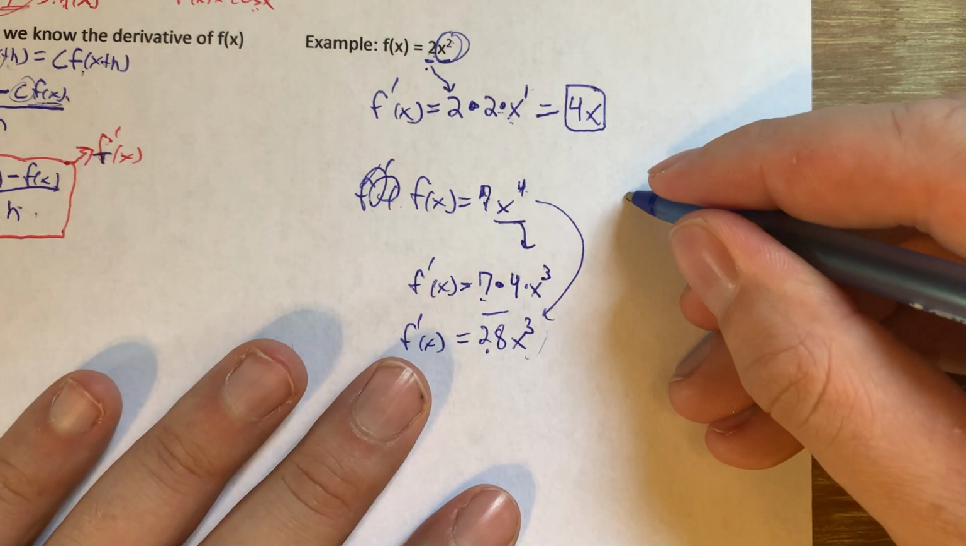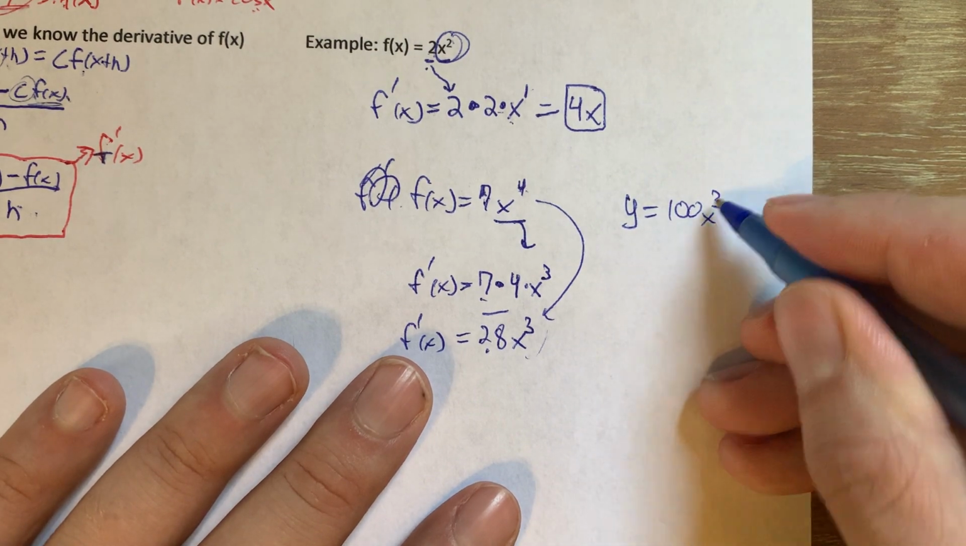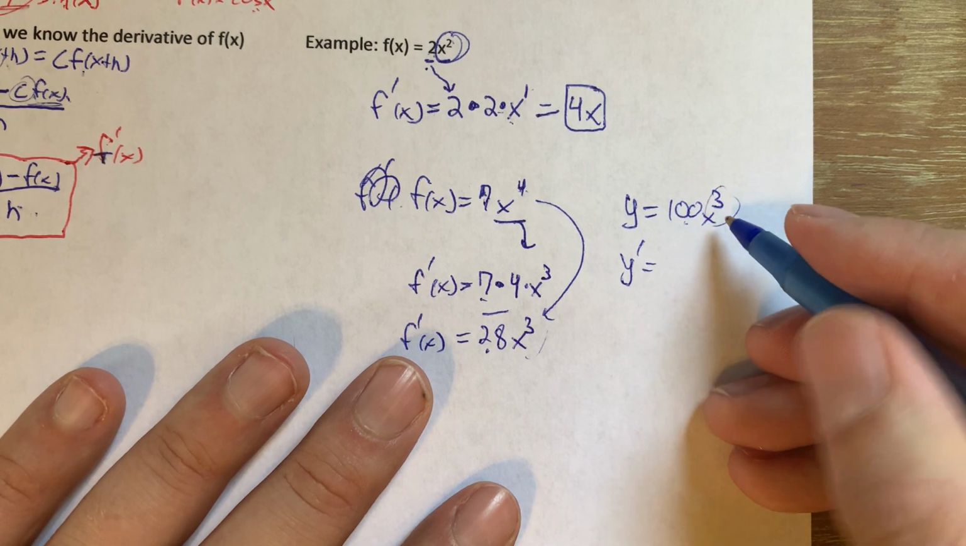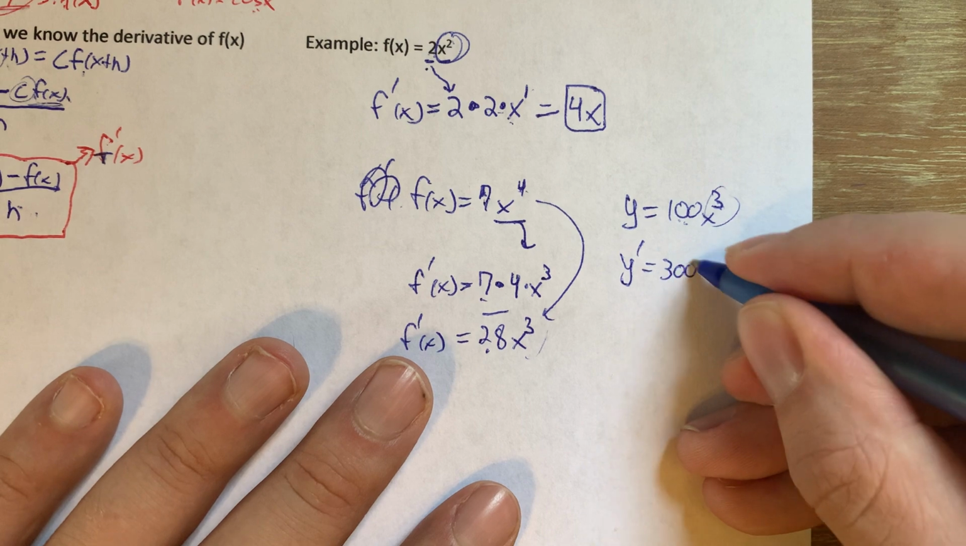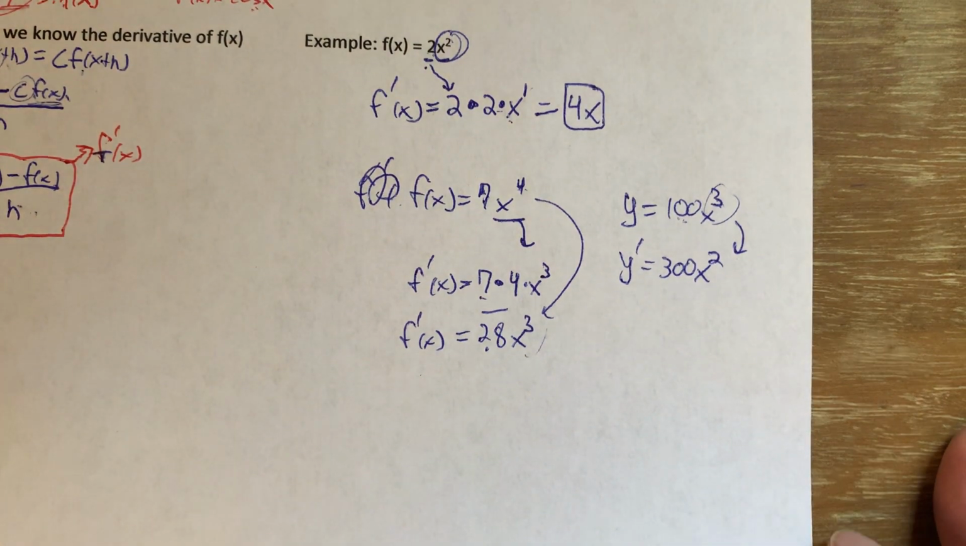And that's really useful when you have something like y equals 100 x to the 3rd. The derivative, we're going to leave the constant alone and do the derivative of this one. But when we do the derivative of this, it will multiply by 3. So 300, lower the power by 1, x squared. And it gets pretty quick.